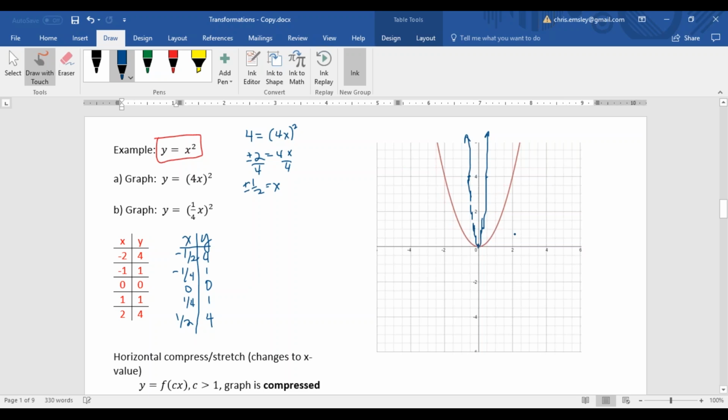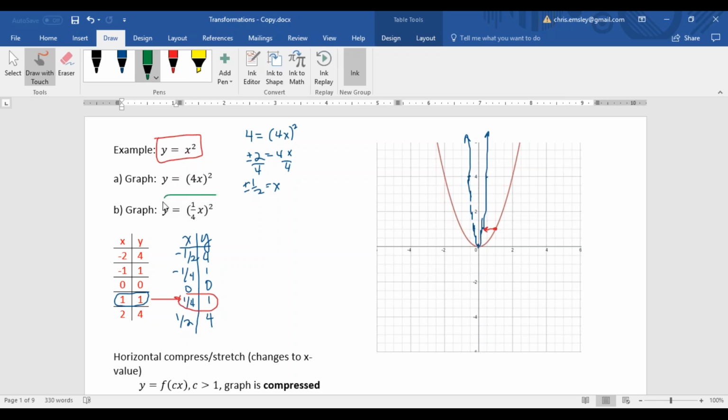And again, to see exactly what has happened, we have to look at corresponding points. So this point that used to be at 1, 1, so on our parent function, that point was right here. And what has happened is that point has been transformed into this point, 1/4, 1. So it has squeezed inward. We call this a horizontal compression. Every point has been squeezed in closer to the y-axis.